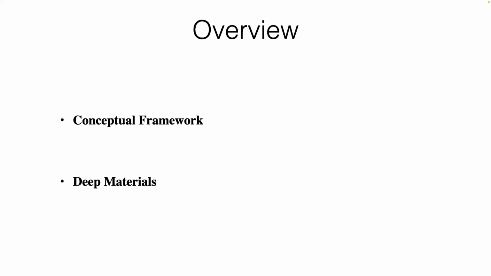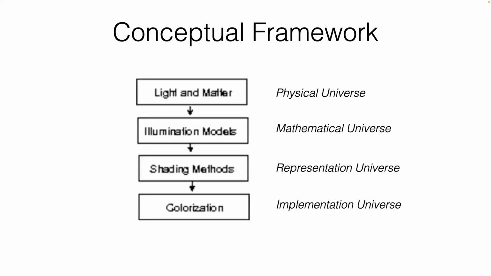And the overview of this first part is that in the beginning, we are going to discuss the concepts. We give a conceptual framework of light, materials, and shading. And then we are going to discuss how to apply all these concepts to machine learning. And then we'll have deep materials, materials that are learned and can be used in AI graphics.